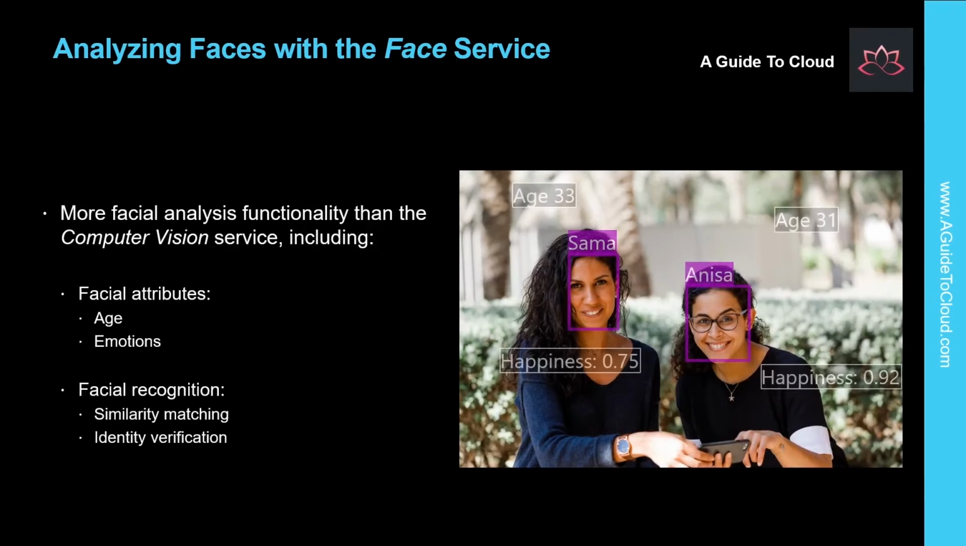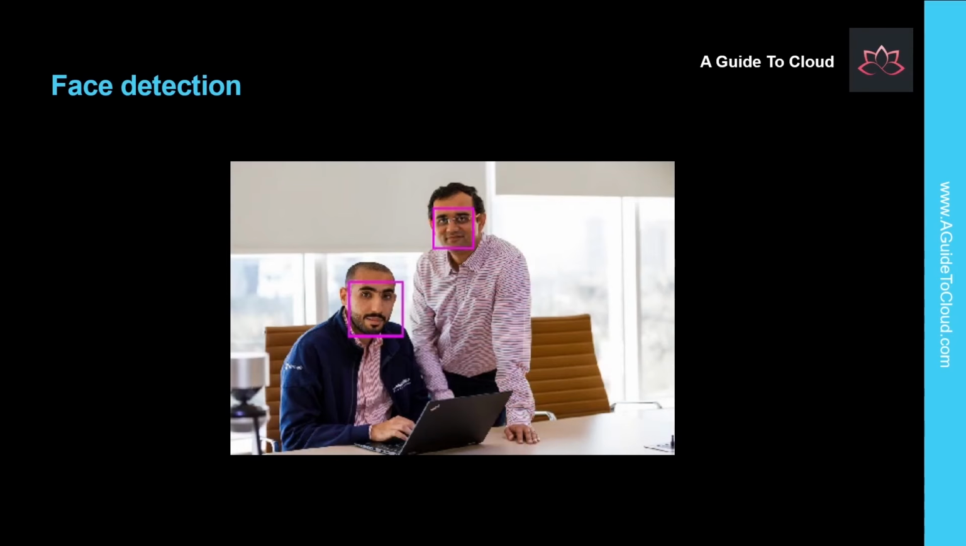Let's understand how you can analyze faces with the face service. Face detection and analysis is an area of artificial intelligence in which we use algorithms to locate and analyze human faces in images or video content. The first one is face detection. Face detection involves identifying regions of an image that contain a human face, typically by returning bounding box coordinates that form a rectangle around the face, like what I have shown in this image.